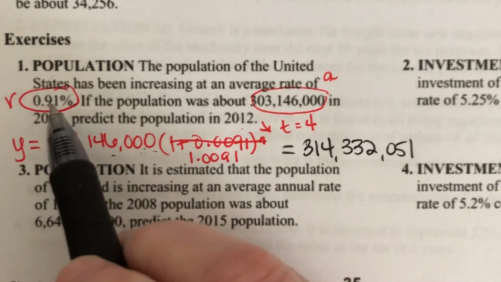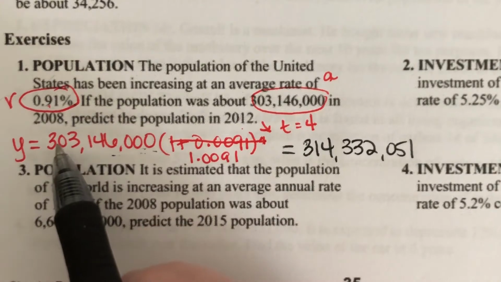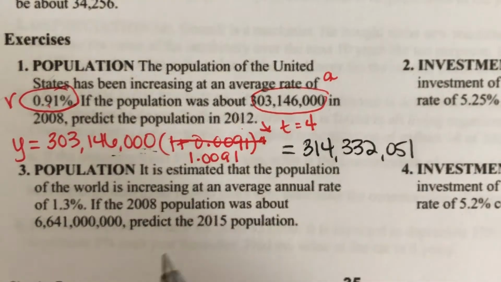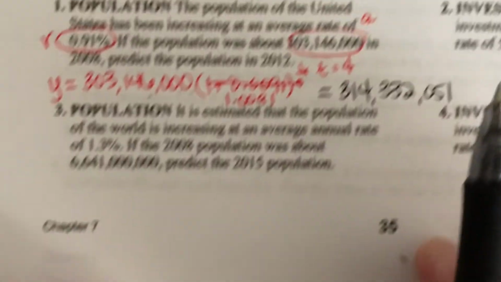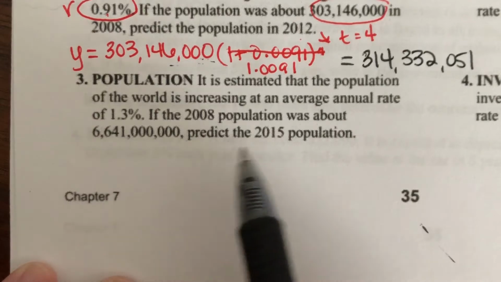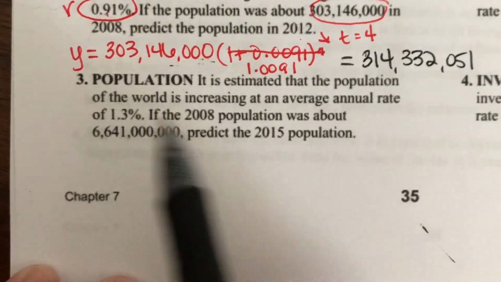It's growing just under 1% per year. So after 4 years of growing almost 1% each year, we get to 314,332,051. Hopefully that makes sense. Number 3, population. Yeah, I think the other two go with that side.